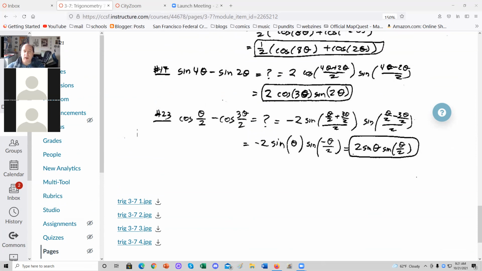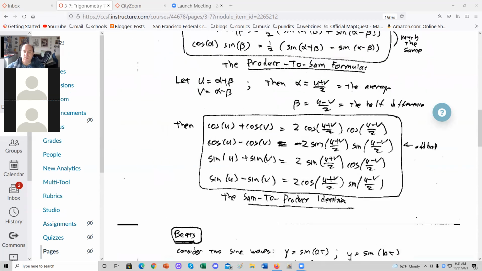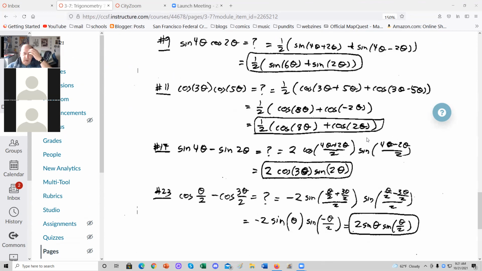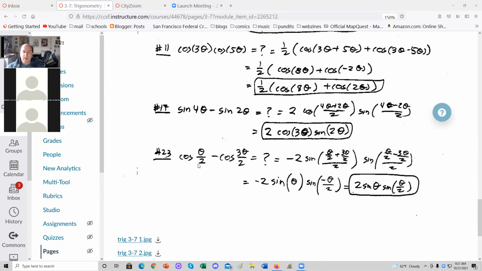You have a cosine minus cosine. Well, that's a difference of cosines. It's the oddball. It's negative twice sine of the average, sine of the half difference. So let's be careful. Cosine of theta over 2 minus cosine 3 theta over 2. Well, that's minus twice sine of the average. A half plus 3 halves over 2 is 4 halves over 2, which is 2 halves, or 1. So minus twice sine theta, then half theta minus 3 halves theta, over 2.